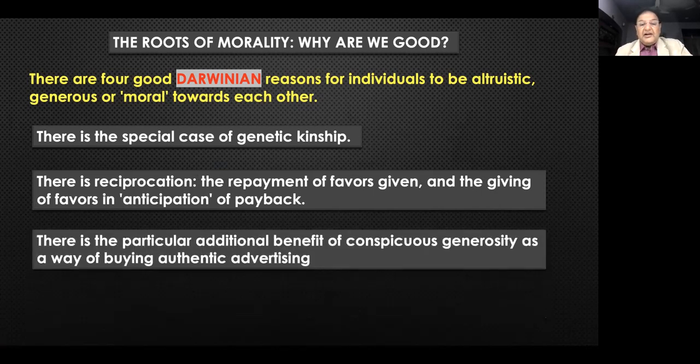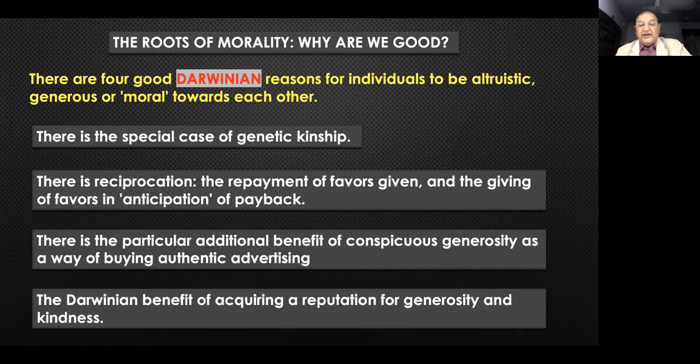There is a further belief in conspicuous generosity as a way of buying authentic advertising. Because if you do this, you are hailed in society as a good man, and you actually enjoy that. And because it has happened, Darwin's natural selection would let you know that this is the way to go, and that's how you become altruistic.